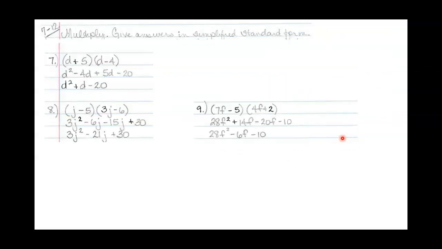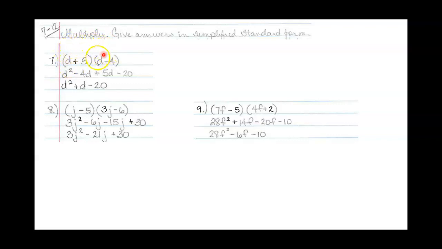All right, then for 7 through 12, the instructions will say multiply, give answers in simplified standard form. So again, simplified meaning no like terms or anything like that can be combined any further, and standard form in descending power order. So when we have a binomial times a binomial, we're going to FOIL. So I'm going to say first, d times d is d squared.